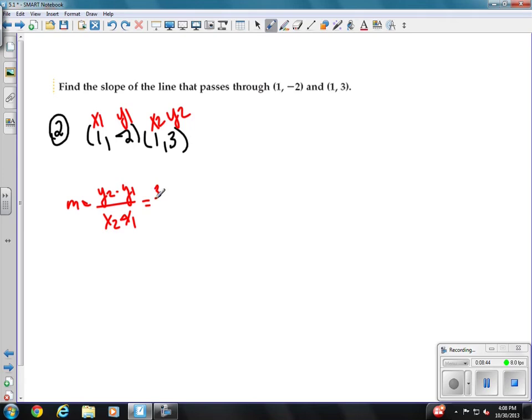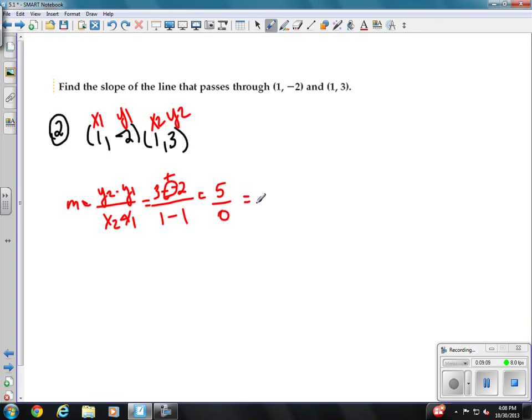y2 is 3, minus y1 is a negative 2, over x2 is 1, minus x1 is 1. So as soon as we see minus a negative, we know that's plus a positive. And 3 plus 2 is 5, over 1 minus 1 is 0.